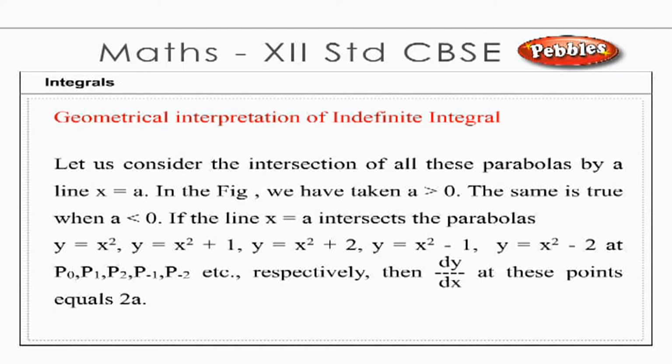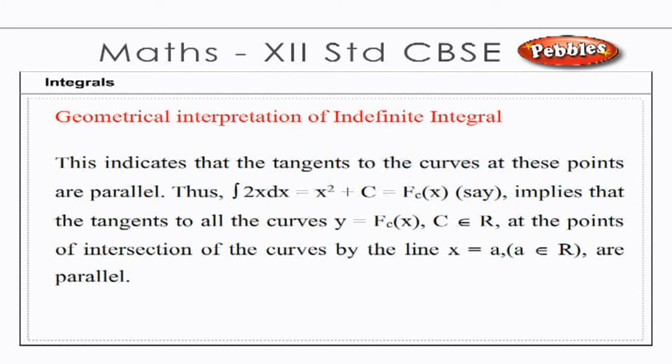If the line x is equal to a intersects the parabolas y is equal to x square, y is equal to x square plus 1, y is equal to x square plus 2, y is equal to x square minus 1, y is equal to x square minus 2 at P0, P1, P2, P minus 1, P minus 2, etc. respectively, then dy by dx at these points equals 2a. This indicates that the tangents to the curves at these points are parallel.